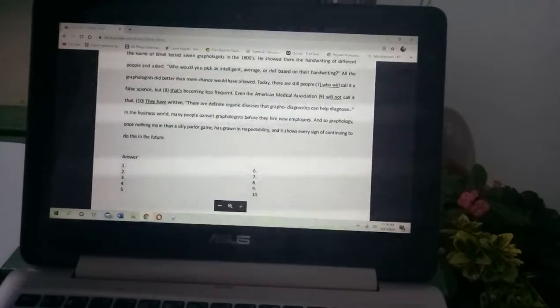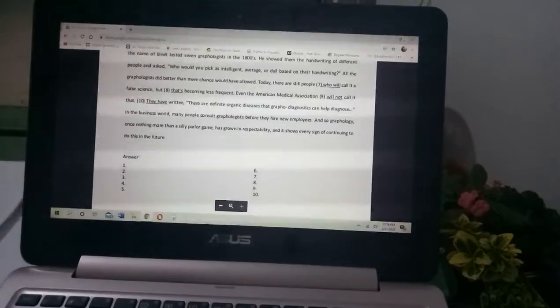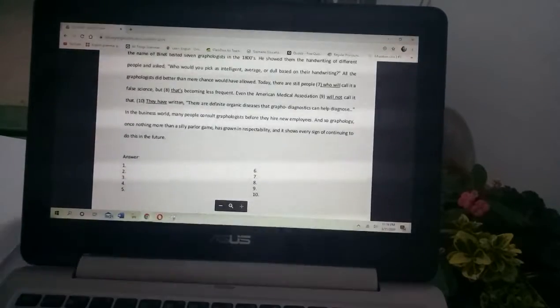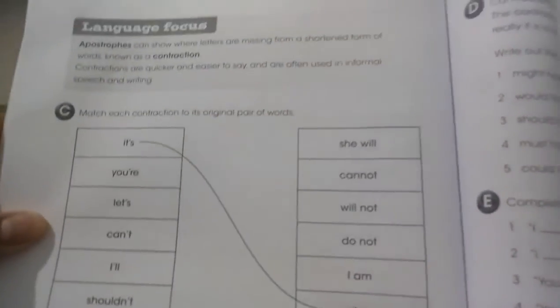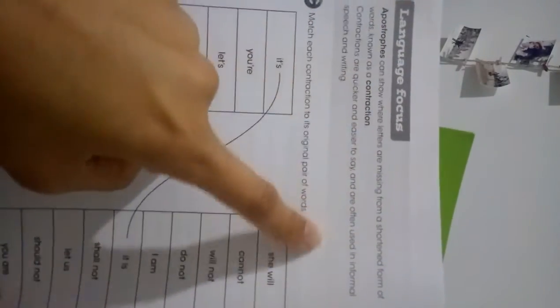For activity 2, I will explain that as well. It looks like this. Let me just change the camera. By the way, like I said earlier, this part on top, please write it down in your notebook. It has the meaning as well, and the use of contraction. Write it down.